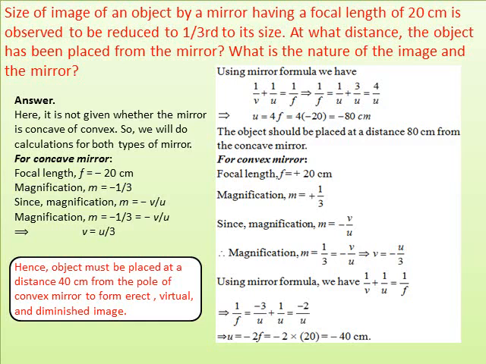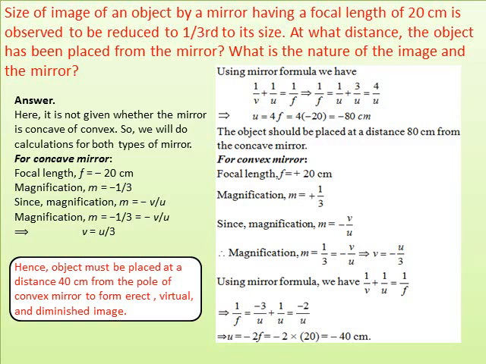Similarly, you do it for the convex mirror. The only difference is that magnification will be plus 1 by 3, because a convex mirror will always give you a virtual image. Therefore, m is equal to plus 1 by 3. So, 1 by 3 is equal to minus V by U. Therefore, V is equal to minus U by 3. Previously you got V is equal to U by 3; here you will get V is equal to minus U by 3.